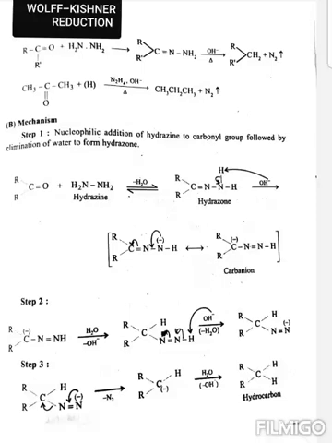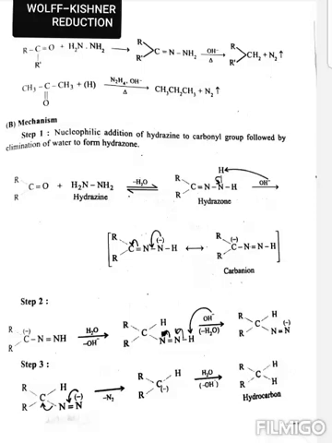So what is the Wolff-Kishner reduction? The Wolff-Kishner reduction is nothing but aldehydes or ketones reacting with hydrazine in the presence of sodium ethoxide to form hydrocarbons. Here sodium ethoxide acts as a very good reducing agent, and it also acts as a very good base.